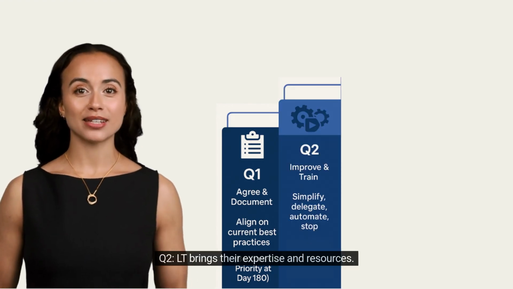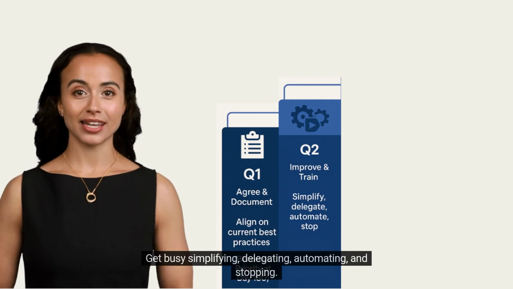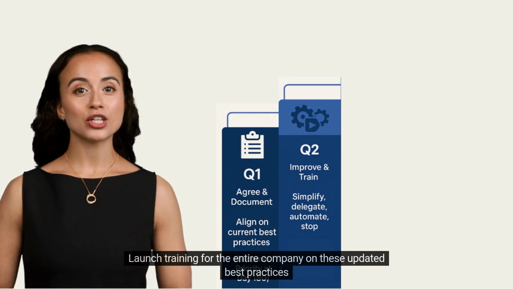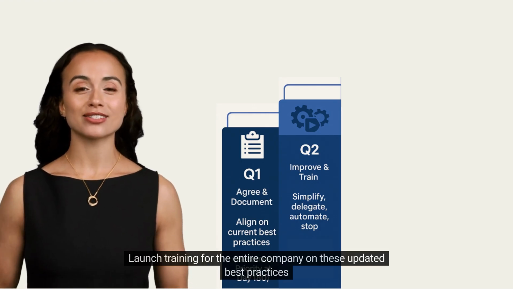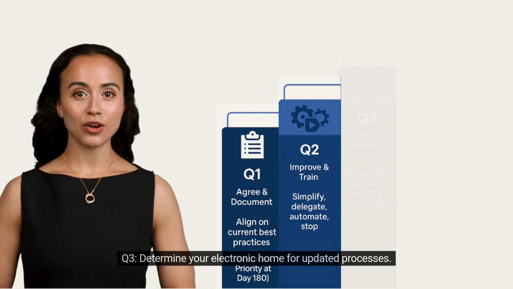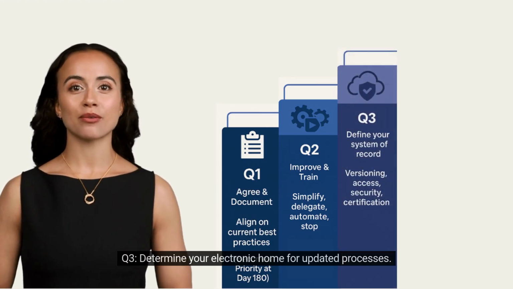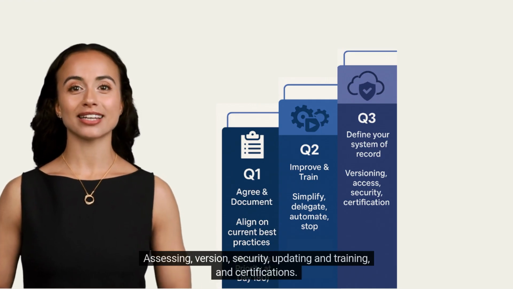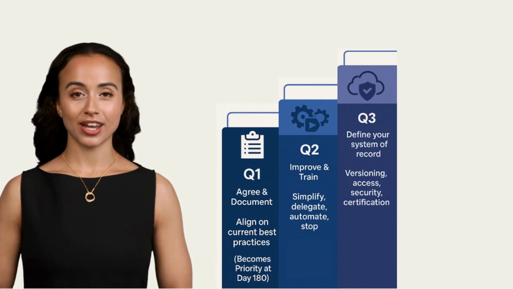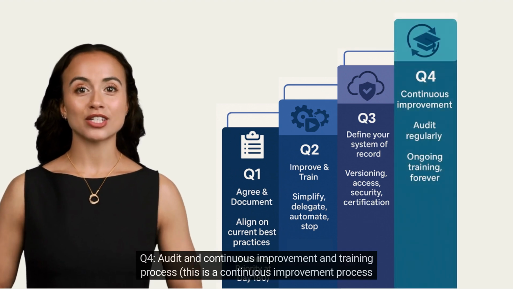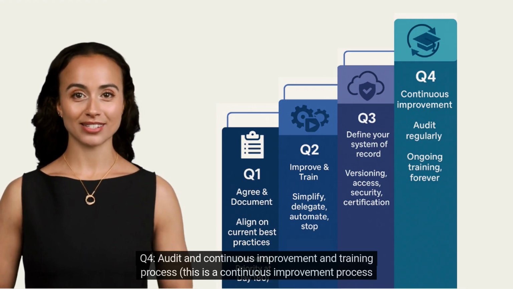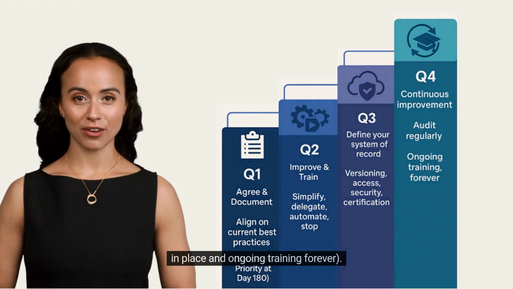Q2. LT brings their expertise and resources. Get busy simplifying, delegating, automating, and stopping. Launch training for the entire company on these updated best practices. Q3. Determine your electronic home for updated processes: access, versioning, security, updating, training, and certifications. Q4. Audit and continuous improvement and training process. This is a continuous improvement process in place and ongoing training forever.